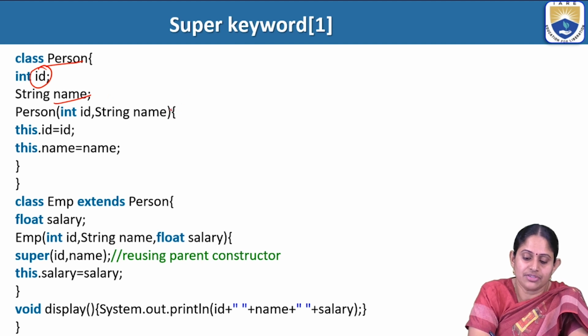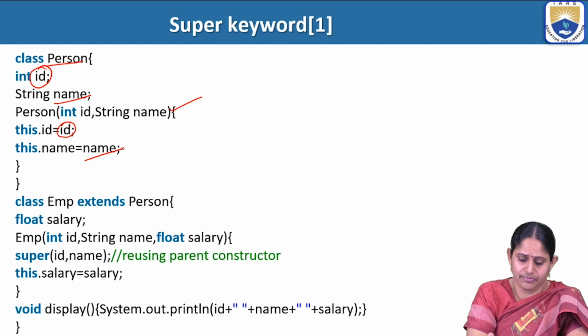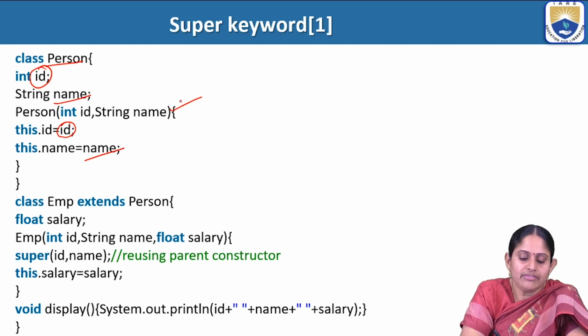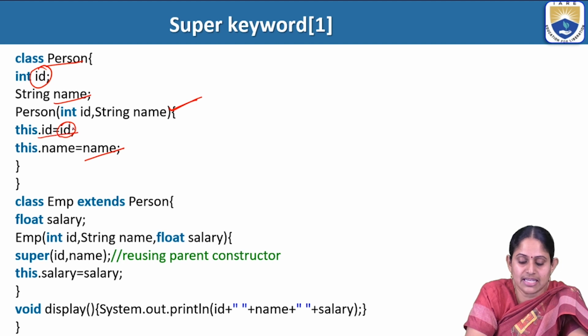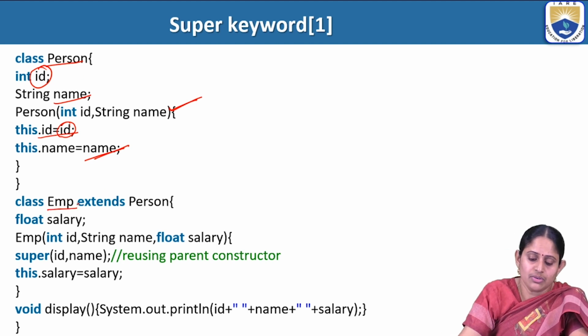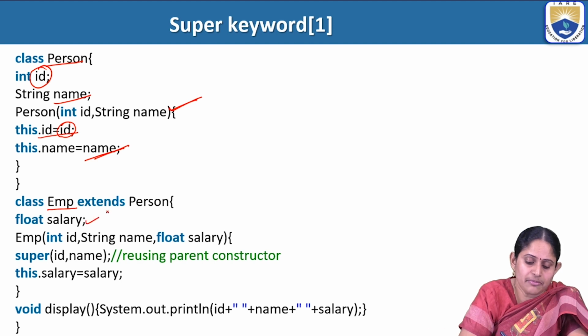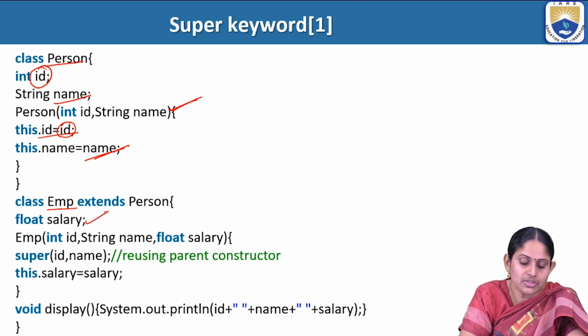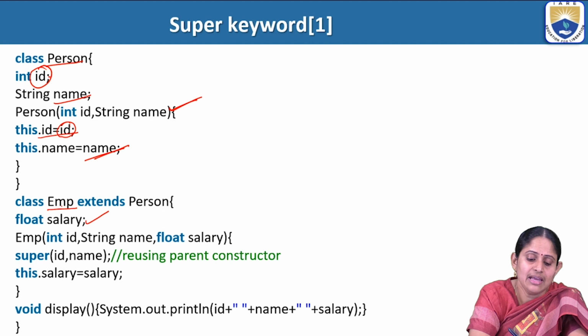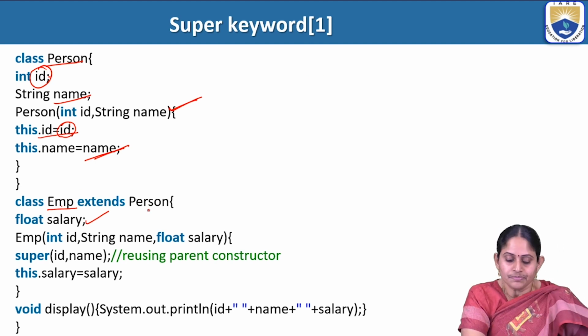Now you have the constructor for the person class, which will initialize the ID and the name variable. From this person class we are extending the employee class. In the employee there is a parameter, salary. So this employee class will have the ID and name because employee is inherited from person.